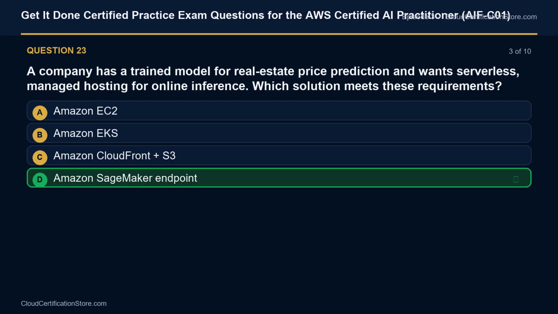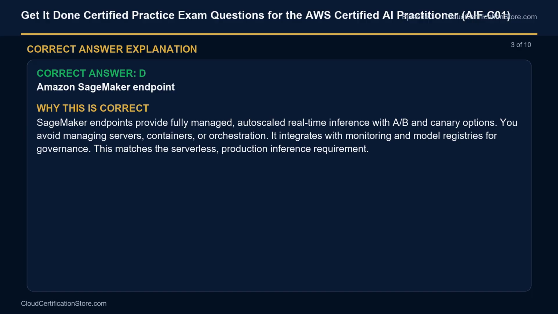Amazon SageMaker endpoint. Explanation. SageMaker endpoints provide fully managed, auto-scaled real-time inference with A/B and canary options. You avoid managing servers, containers, or orchestration. It integrates with monitoring and model registries for governance. This matches the serverless, production inference requirement.